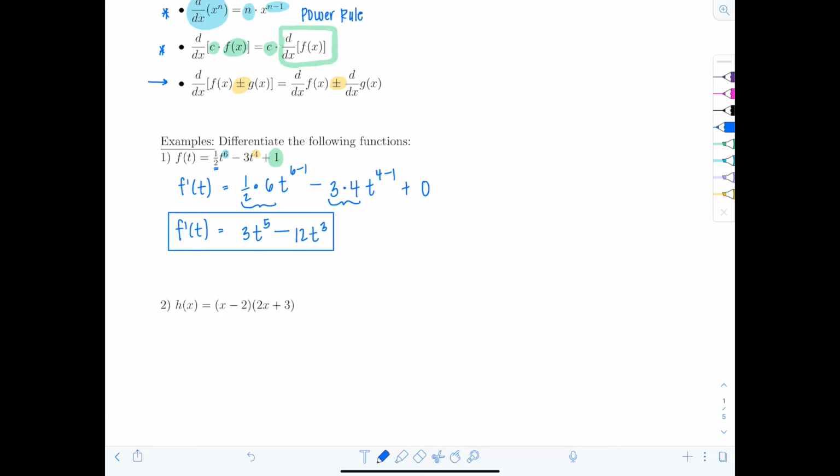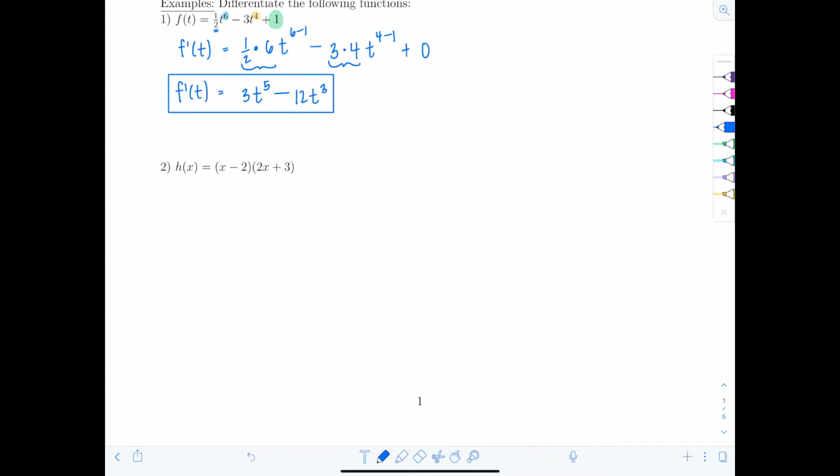All right, looks good. Next example, we have h of x equals (x minus 2) times (2x plus 3). So before I can start differentiating term by term, I actually need to distribute this product here. So h of x equals 2x squared plus 3x minus 4x minus 6. So h of x is 2x squared minus x minus 6. Now this is the function I'm going to differentiate.